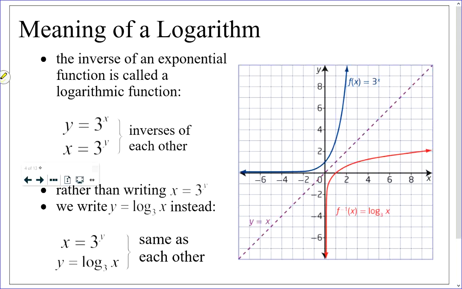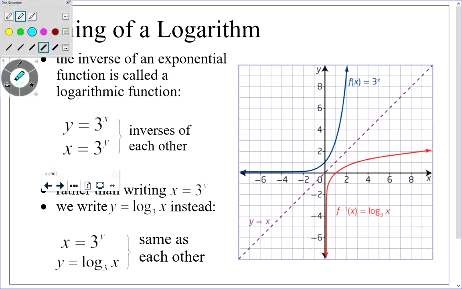So there's a logarithmic function. The exponential function is y equals 3 to the x. The corresponding logarithmic function is y equals log base 3 of x. A logarithmic function is the inverse of an exponential function. So these two things that I'm going to highlight are not the same thing. They are inverses of each other.